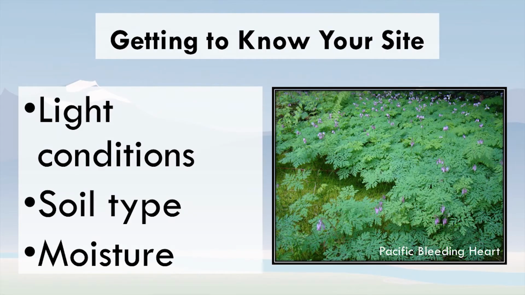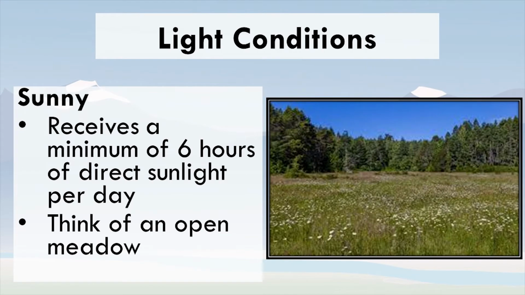Before planting, you need to get to know your site. This includes light conditions, moisture, and soil type. First, you should know your light conditions. Is your site sunny, like an open meadow? Sunny sites receive a minimum of 6 hours of direct sunlight per day.